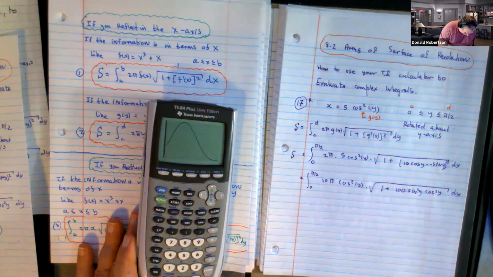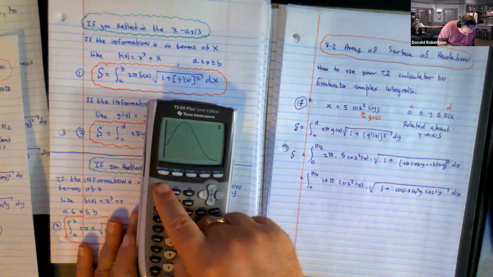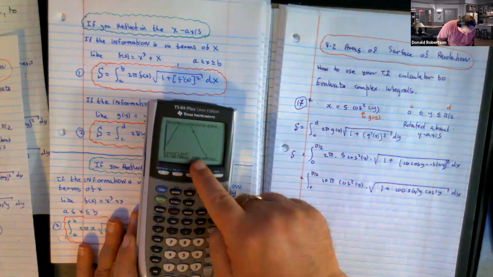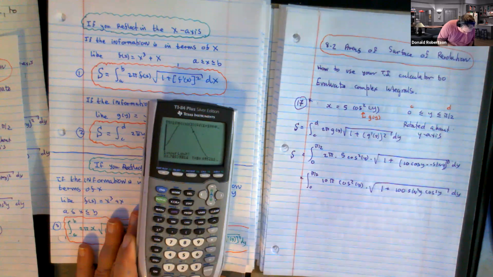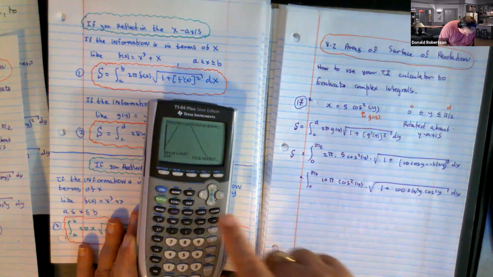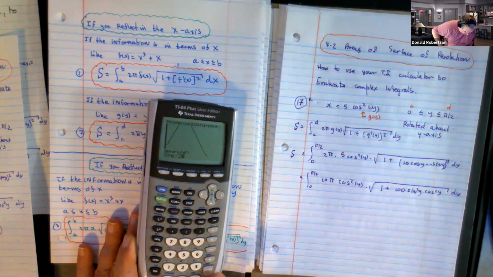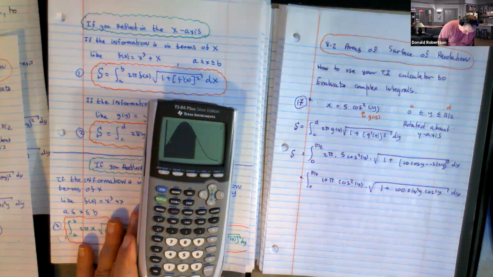Okay, since I have a curve, I can now go second calc, option number 7. It's asking me for a lower limit, which in this case is 0. I press enter. It's now asking me for the upper limit, which is pi divided by 2. Then you wait a few seconds, and it should get you an answer, 84.0135 to 4 decimal places.